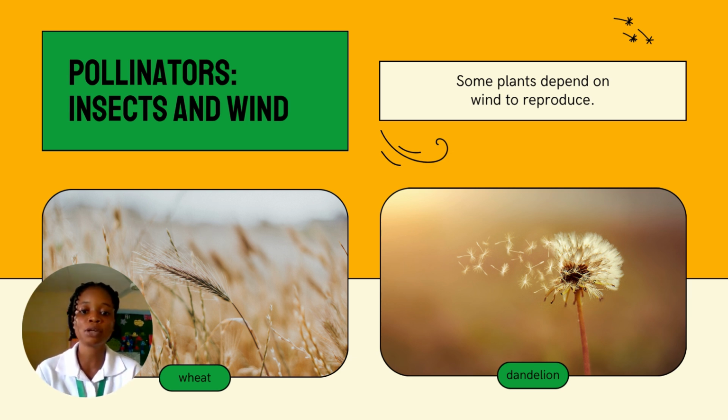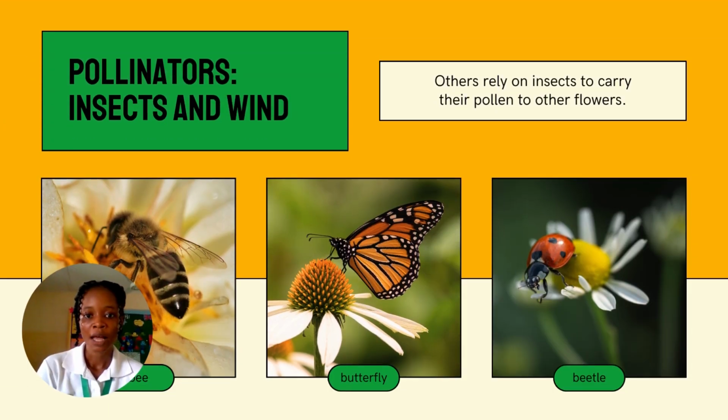Now some plants depend on wind to reproduce. Not all plants have insects carry their pollen grains. For some of them, the wind helps to move their pollen grains from one plant to another. Just the same way we have insects as pollinators, wind also serves as a pollinator. In some flowers, it's wind that helps to move their pollen grains from the anther of one flower to the stigma of another flower, while others rely on insects to carry their pollen to other flowers.